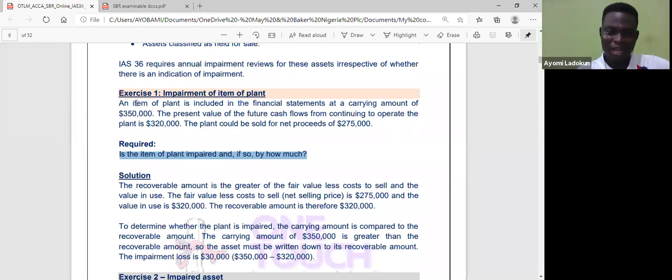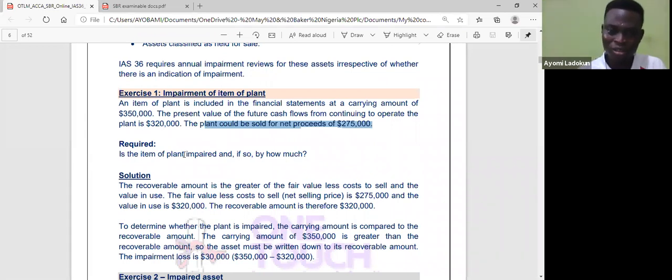It says an item of plant is included in the financial statements at a carrying amount of $350. The present value of the future cash flows to operate the plant is $320. The plant could be sold for net proceeds of $275. But let me tell you something. When I wrote this, I saw some nasty questions. They are so simple. So they can go as low as this. So don't always expect complex questions. And I also saw some complex questions. So they can ask you so low, like you're like, am I writing this exam? So it's possible. And if you're not prepared, you're confused. You don't even know what to do because it's so simple. So that's why you need to understand.